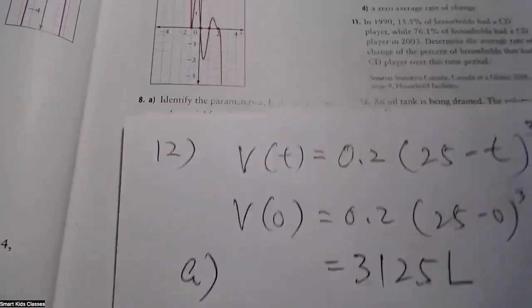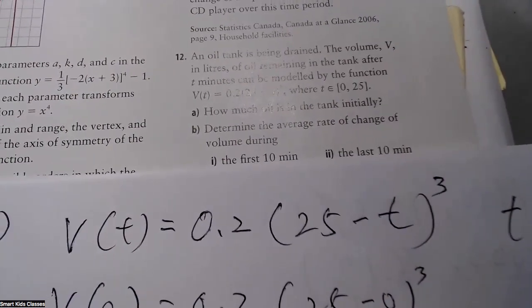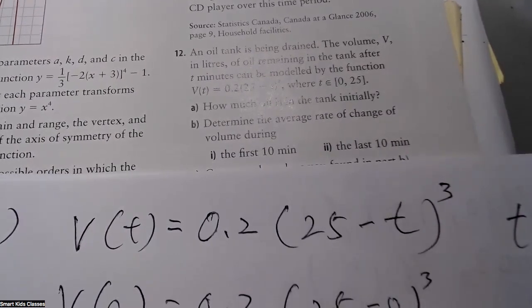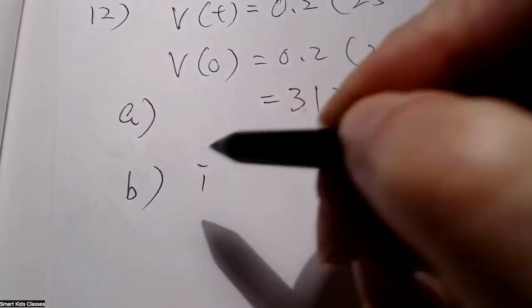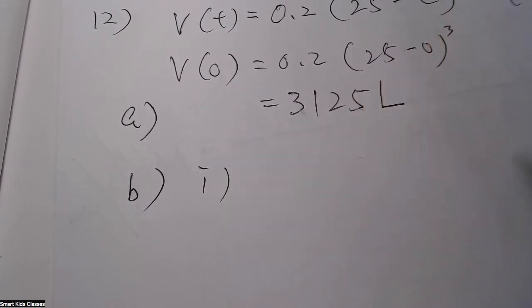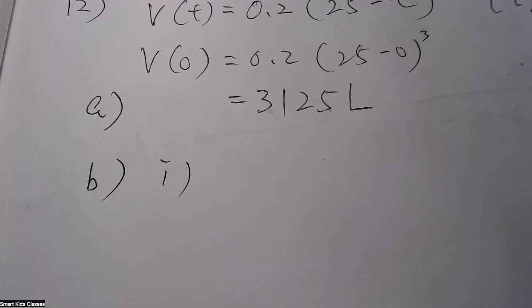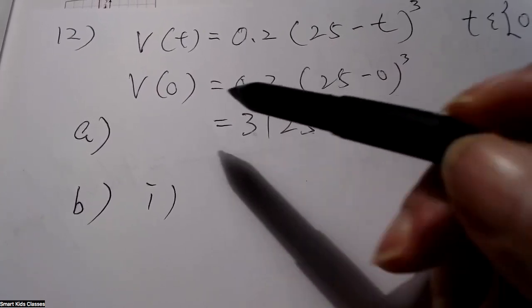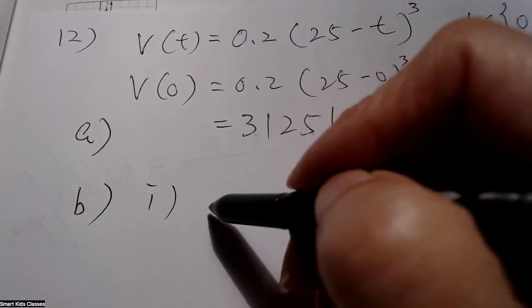Now for B. What B is asking is to determine the average rate of change for the volume: the first one for the first 10 minutes, the second one for the last 10 minutes. So we're going to do B here. Let's do the first 10 minutes. For the first 10 minutes, it means there are 2 points. The first point we already have: when x equals 0, y equals 3,125. So we apply the slope.